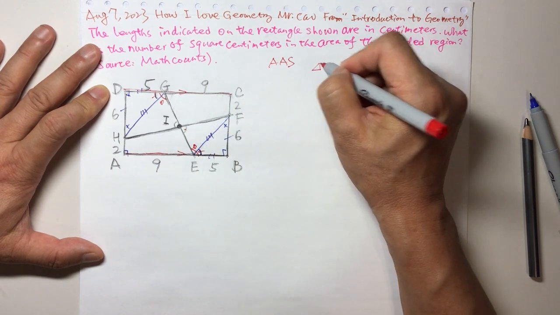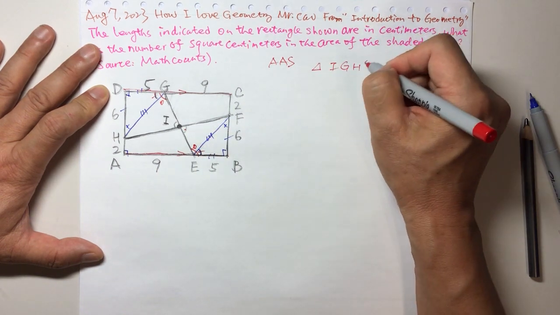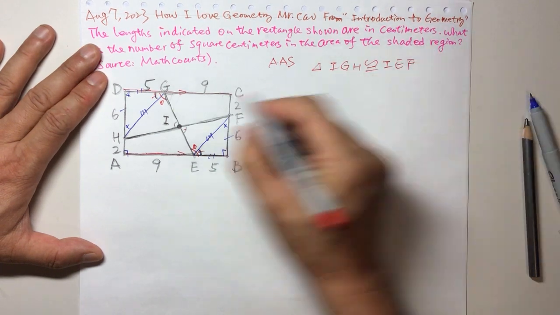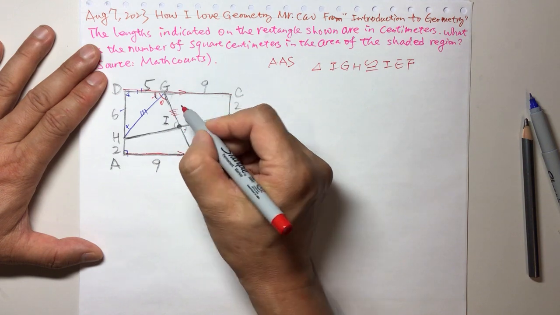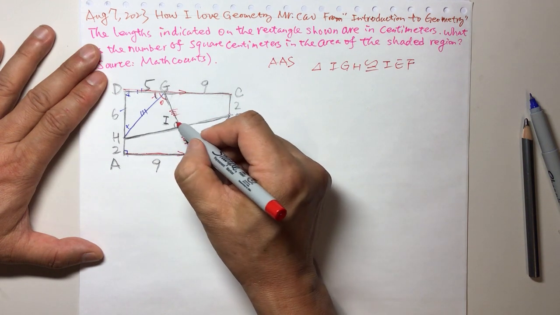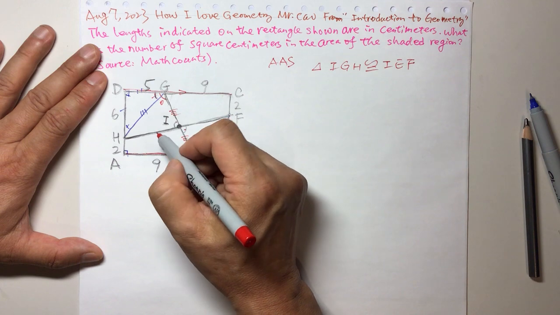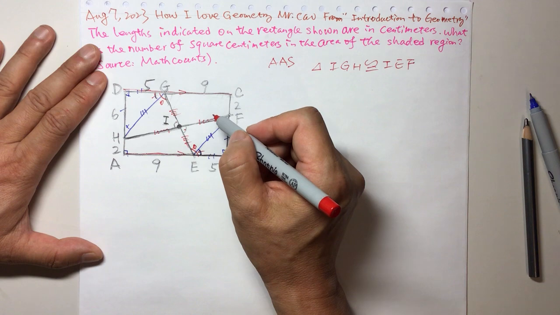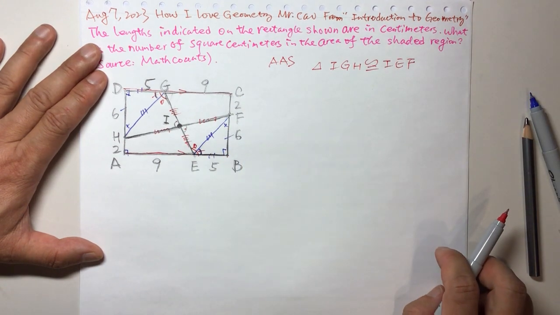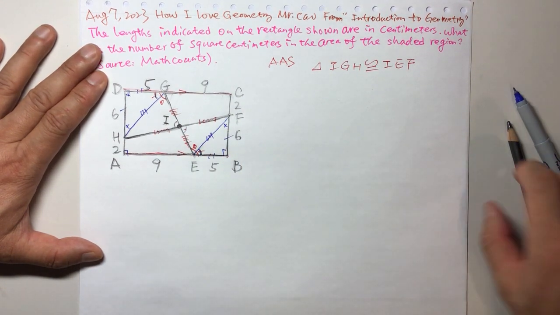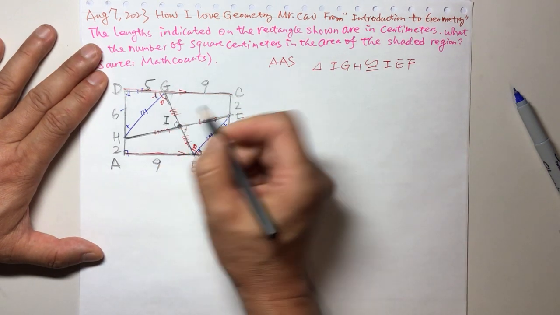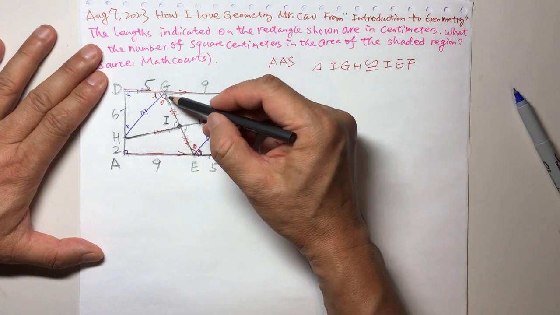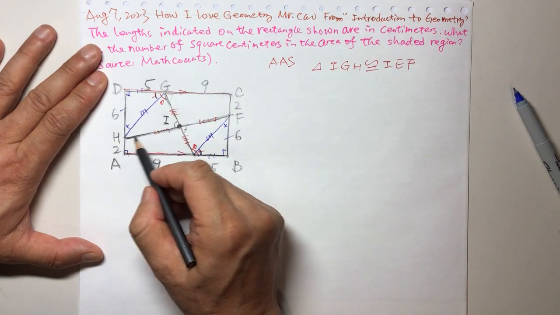So triangle IGH is congruent to triangle IEF. So this side must be congruent to this side. Also, we know this equals this, right? So now the problem becomes easier. This point I is the center, or the midpoint, not just of GE, it also bisects HF.